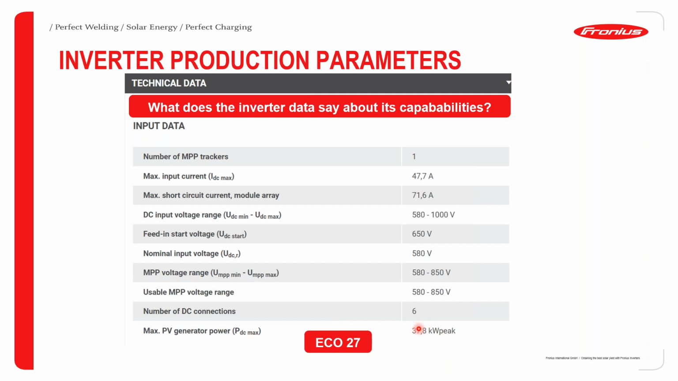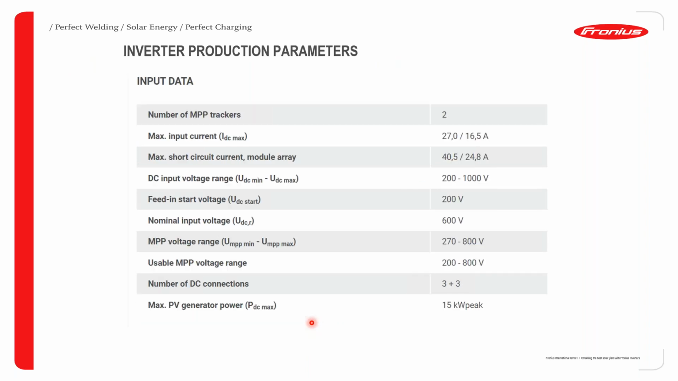So this means that for the Eco 27, which is a 27 kilowatt inverter, you can actually connect up to 37.8 kilowatts peak solar panel capacity onto it, which gives us an approximate of 140% oversizing value. Good. Having said that, let's look at the Symo 10 with its respective parameters or technical data.